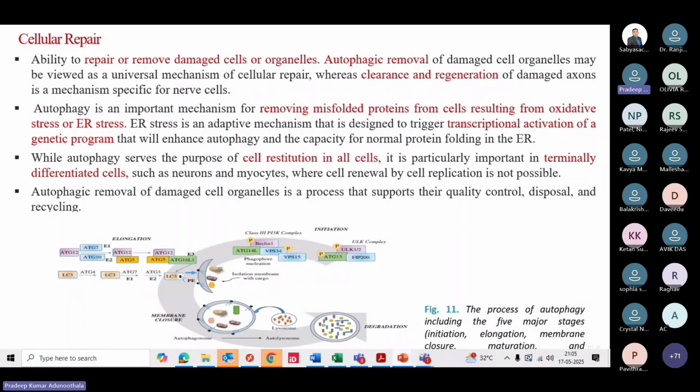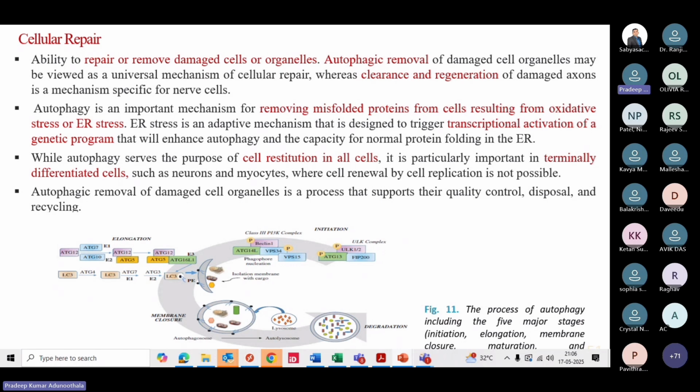So this autophagy, the removal of damaged cell organelles, is a process that supports the quality control, disposal and recycling of the cells. And this autophagy has steps: initiation, elongation, membrane closure, and degradation.